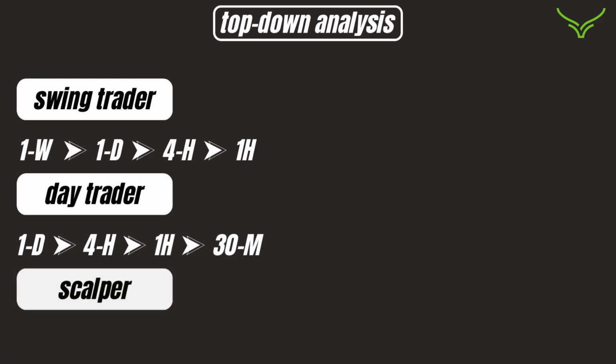For scalpers who thrive on quick trades, they can start by establishing the directional bias on the 4-hour timeframe and then drill down all the way to the 5-minute timeframe. This enables them to identify short-term price fluctuations and execute rapid trades based on the overall market sentiment.